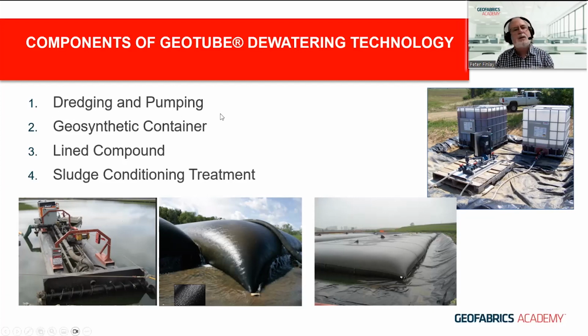Excuse me, dredging and pumping. Obviously, you need to get the sludge from the pond or the source into the geotube. So there has to be some understanding of the equipment required and that type of thing. Then there is the geocontainer itself, and there's quite a lot of technology involved with that, and we'll talk about that. Then there is the compound itself, where you would place the geotube. So we'll talk about that.